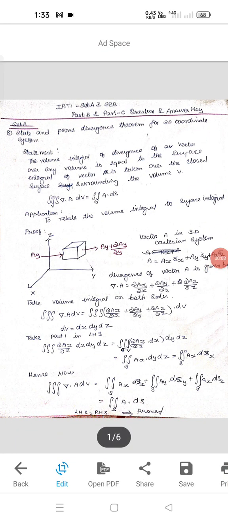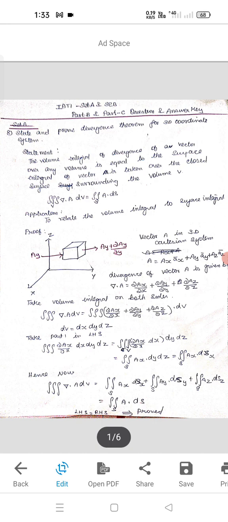Good morning. Now we have to see the internal test answer key for part B and part C. First we have to start with the set A question. Here the first question is for 8 marks, that is, state and prove divergence theorem for a coordinate system.